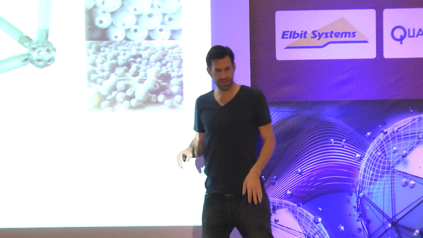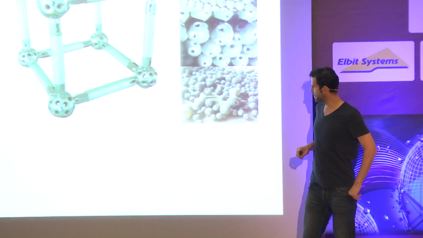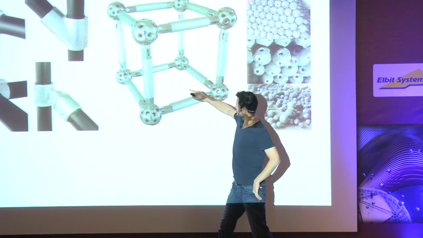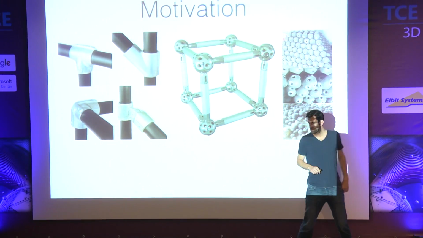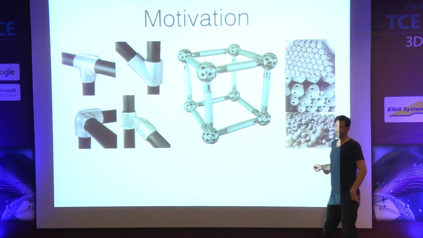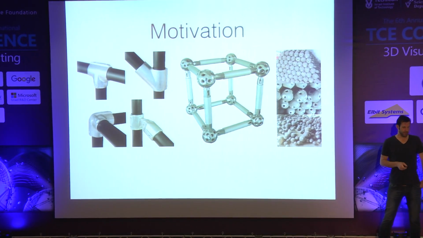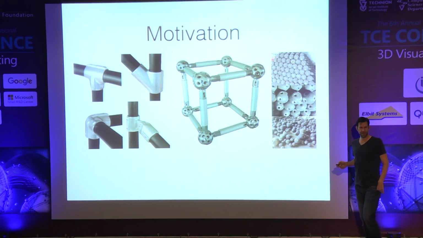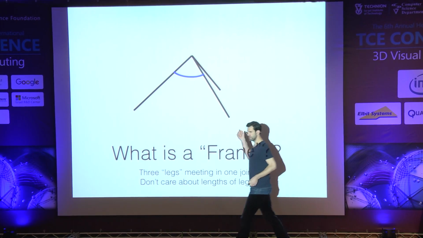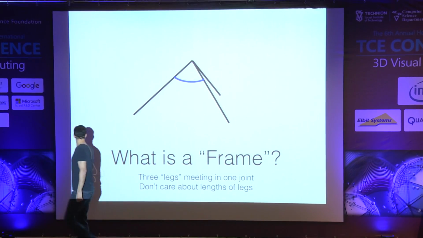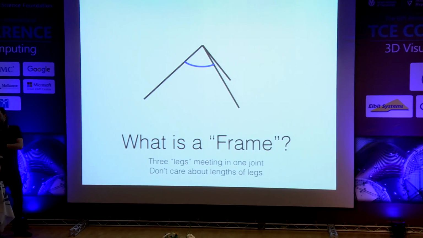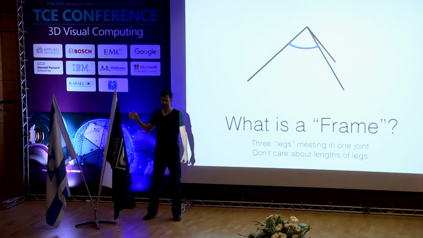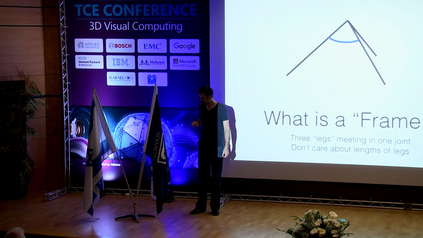We want to build structures. So this is related to Helmut's talk. Structures where three beams come together in one joint. And what we want to do is characterize these joints, and I will call these joints a frame. And my example that is more visual than the slides is this. This is what I want to talk about.